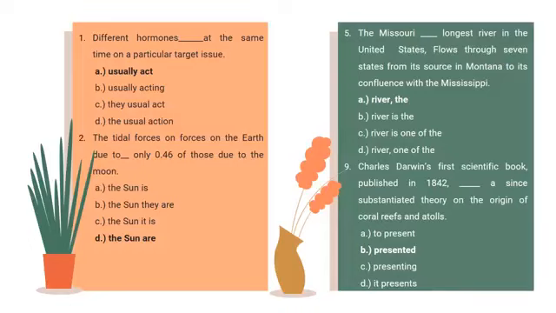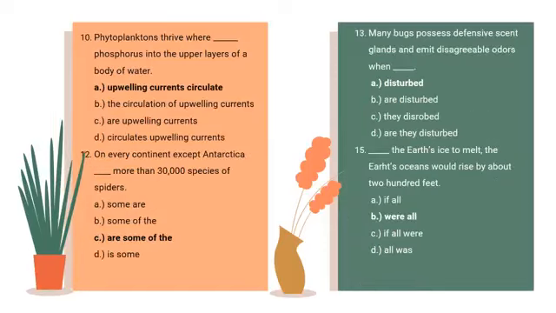In order to have a correct sentence, the blank should be filled with presented. It becomes: Charles Darwin's first scientific book, published in 1842, presented a science substantiated theory on the origin of coral reefs and atolls. Okay, continue to the next question.